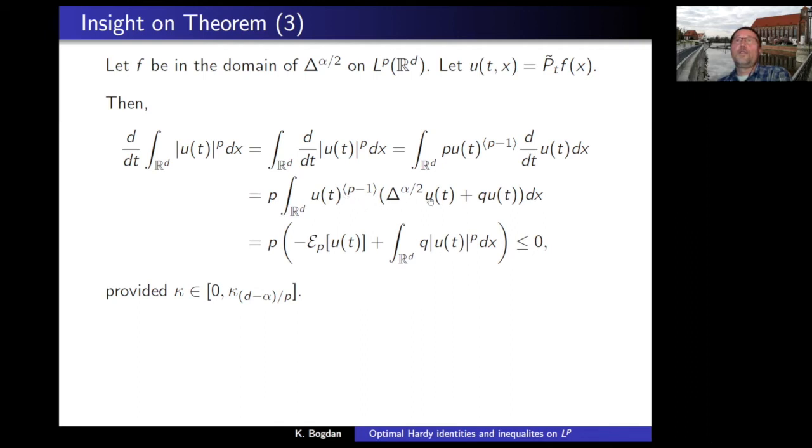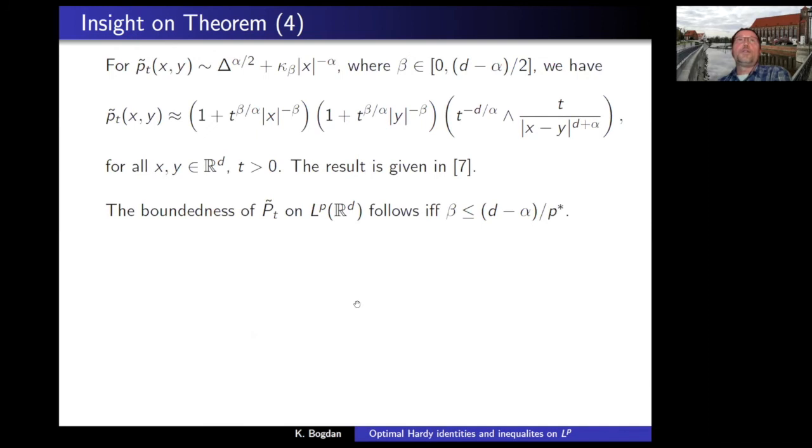And now the product of the first two terms gives us the negative of the p-form. And the second term is just q times the absolute value of u to the power p. And if we know that this is negative, which we know by the Hardy inequality, then we know that this is not increasing. So the norm is preserved. And this is good provided we have the Hardy inequality, in particular provided that kappa is in this interval from 0 to the maximal, the optimal value for this given exponent p, because p was fixed in this calculation, of course. So that's the insight on theorem 3.